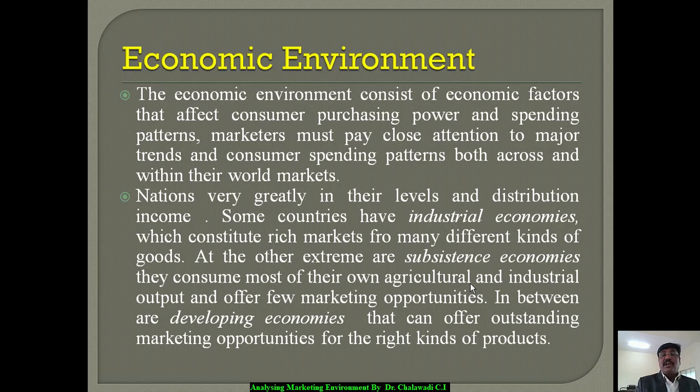Some countries have industrial economies which constitute rich markets for many different kinds of goods. At the extreme are subsistence economies. They consume most of their own agricultural and industrial output and offer few marketing opportunities. In between are called developing economies. I mean that developing economies are between the industrial economies as well as the subsistence economies, and they can offer outstanding market opportunities for the right kind of product. So that's why the economic environment deals with all these things, right?